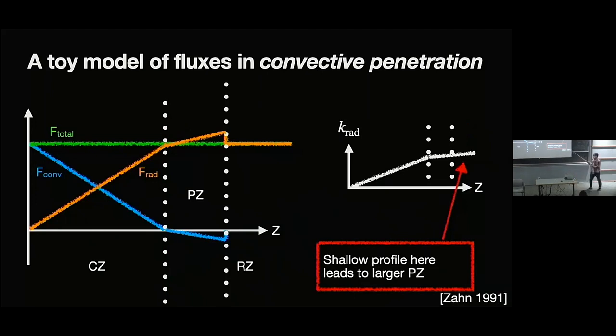This is basically the idea that Zahn had. He basically said, yeah, your radiative conductivity profile at the boundary sets grad rad, and this sets the depth of these zones. Daniel likes calling it grad grad rad, with increasing subscripts, because he's a sadist.